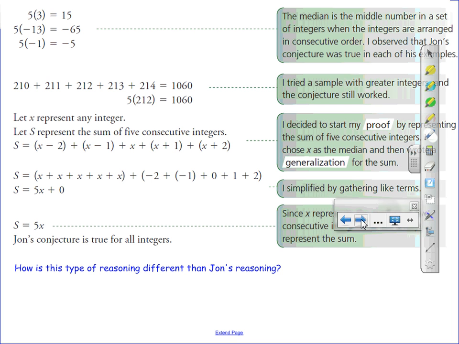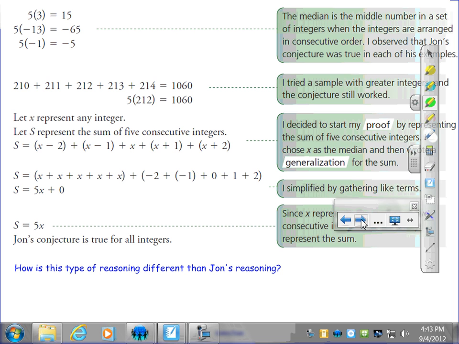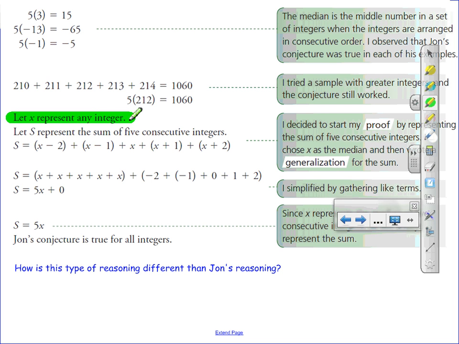So let's take a look at an example of something you can do. This person decided to let x represent any number. And then s represents adding all those numbers together. So if x is my number, and I'm talking about 5 consecutive numbers, I could talk about the 2 numbers before x, which would be minusing 1 and then minusing 2. And then the numbers after, which would be adding 1 and adding 2 together. And when you simplify that, just adding x's together, you get 5x. And the numbers added together, -2 and -1 and 0 and 1 and 2, they add to 0.